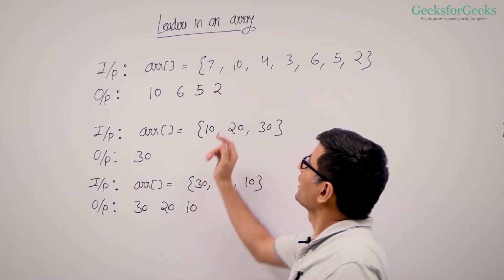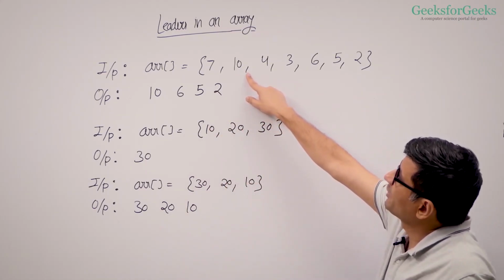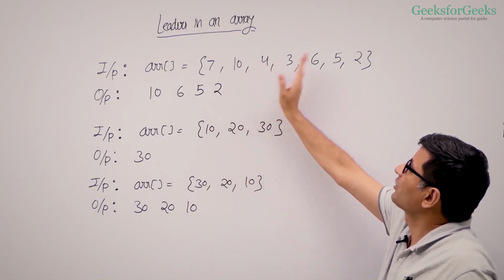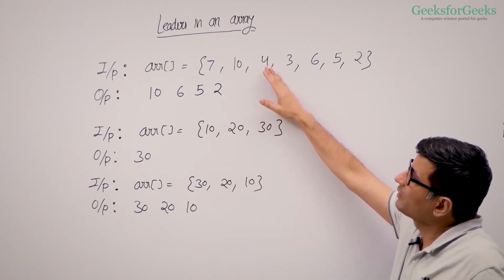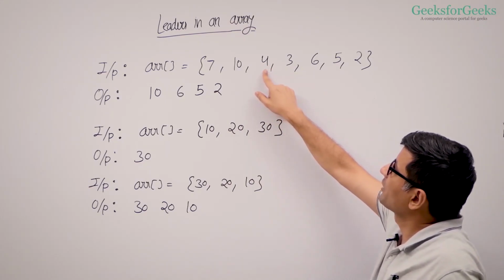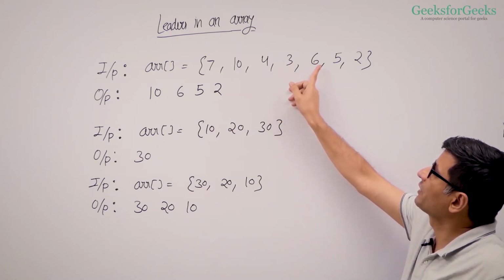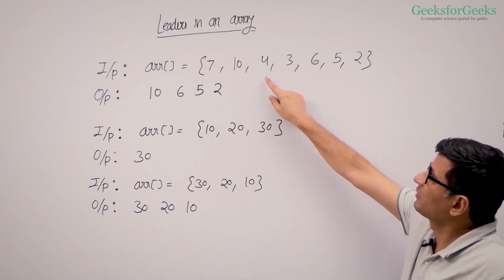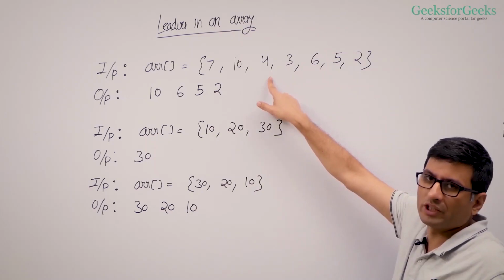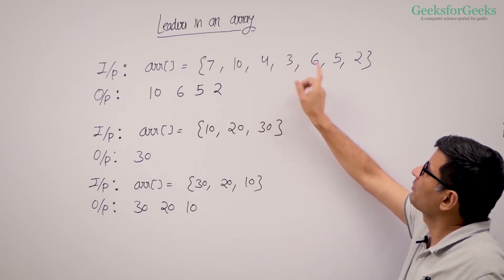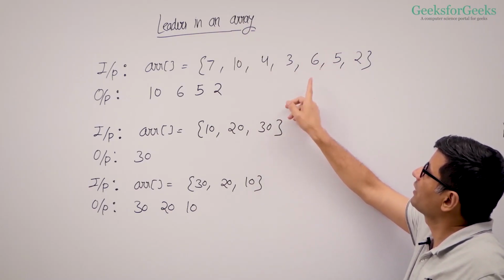For example, in this array, 10 is a leader because all the elements on the right of it are smaller than this. 4 is not a leader because 6 is an element which is greater than 4 and on the right of it. 5 is also greater. So because of 6 and 5, 4 is not a leader. 3 is also not a leader because there are greater elements on the right side of it.